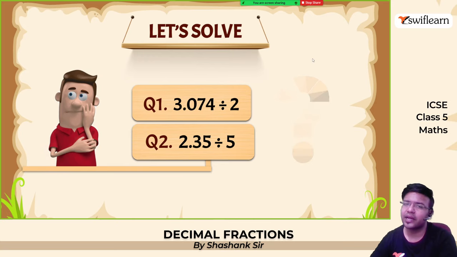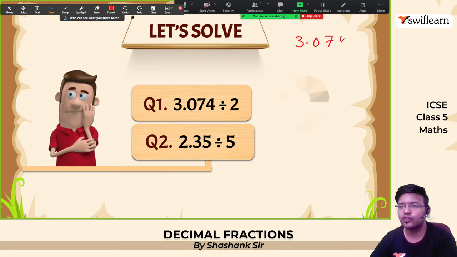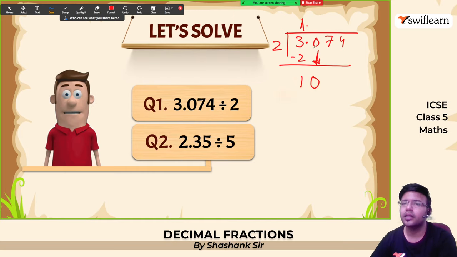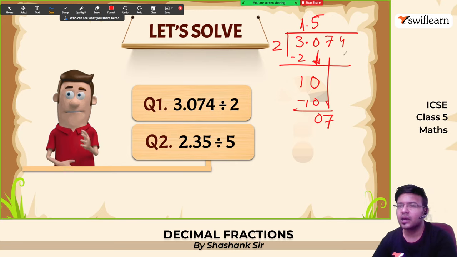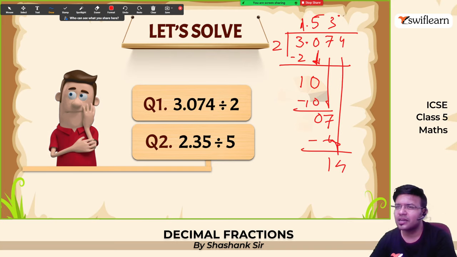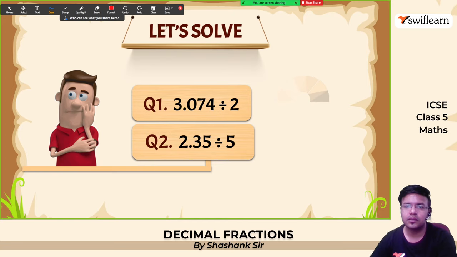This is how we do the decimal division. Okay. Now let's try this out. 3.074 divided by 2. 2 times 1 is 2. The decimal point is there, take the next number down. Before taking the next number down, there was a decimal point. So place a decimal point here. 2 5s are 10. Remainder is 0. Take the next number down. 2 3s are 6. Take the next number down. 2 7s are 14. 1.537 is the answer.